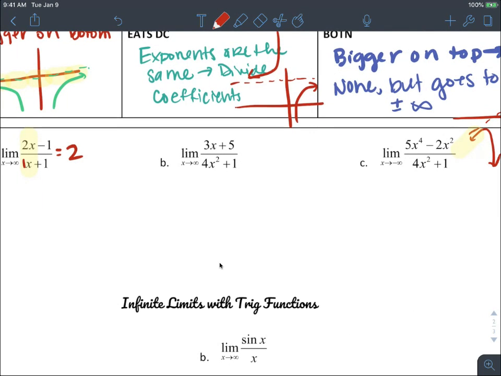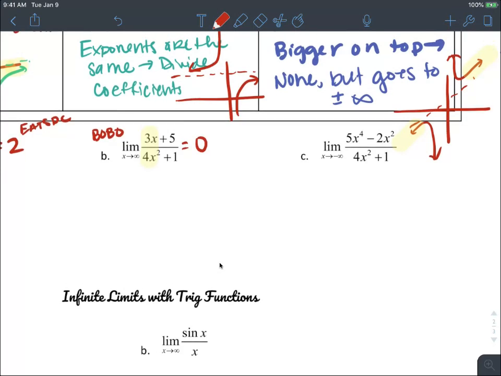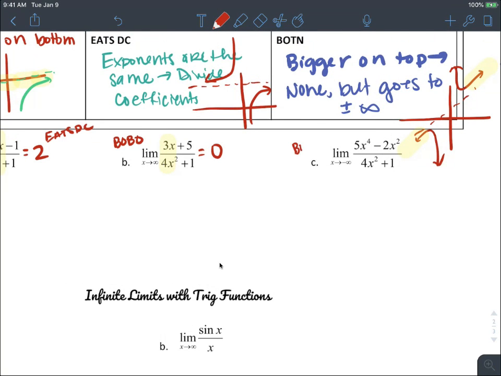For B, we go ahead and look at our leading coefficients, 3x over 4x squared. Another way to think about this is power-wise, who's going to win? Is the top growing faster, or is the bottom growing faster? Well, the bottom's growing faster, so we're going to have a smaller number on the top divided by a really big number, which gives me 0. This is a Bobo situation, Eats DC, and then I bet you this one's going to be a Botan situation.